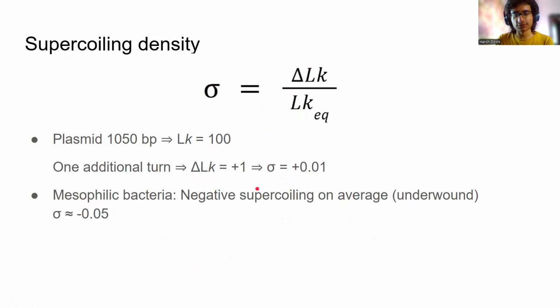This sort of supercoiling density is what is reported when people study supercoiled DNA. And in mesophilic bacteria, the chromosome or the DNA is on average negatively supercoiled with a value of -0.05. The negative here just implies that the DNA is slightly unwound on average. And I'll make it clear how this occurs, what causes the unwinding of DNA, in subsequent slides.